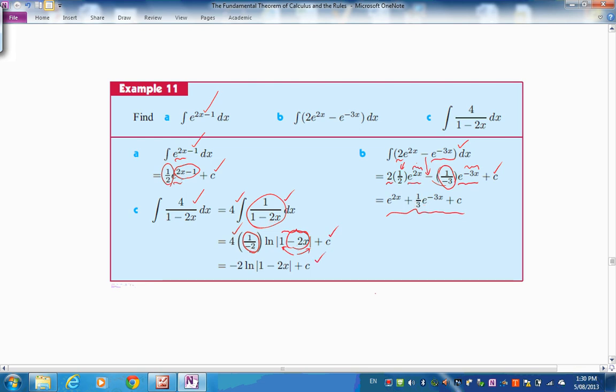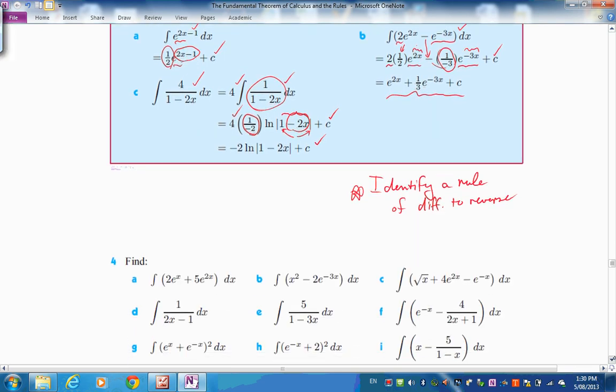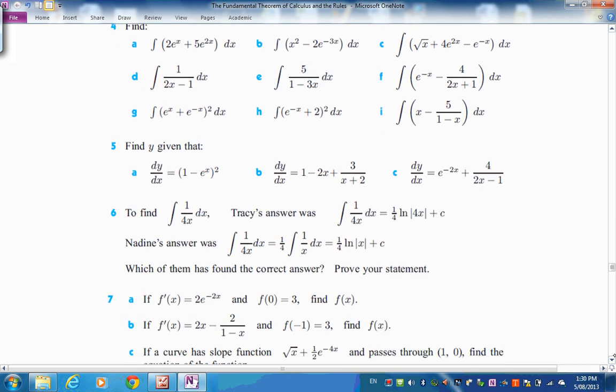So you must identify a rule of differentiation to reverse. You've got to say, hey, that's been done here, I'm going to reverse it. Because that's our notion. We're finding a function whose derivative was the original function. All right. Come down. So we'll look at some questions.